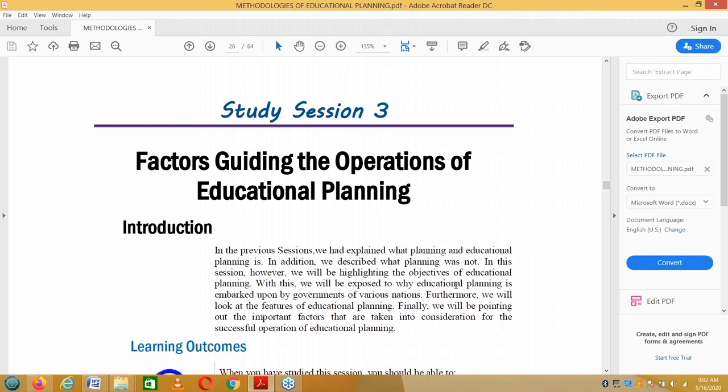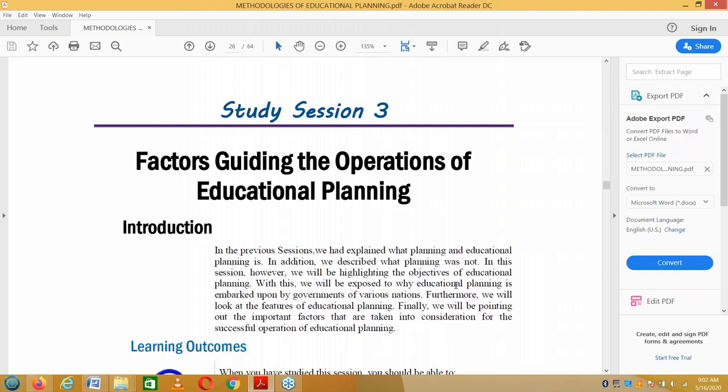While educational planning is the process of setting out in advance strategies, policies, procedures, programs, and standards through which educational objectives can be achieved. All these are what planning and educational planning mean. In today's class, we'll be looking at factors guiding the operations of educational planning.